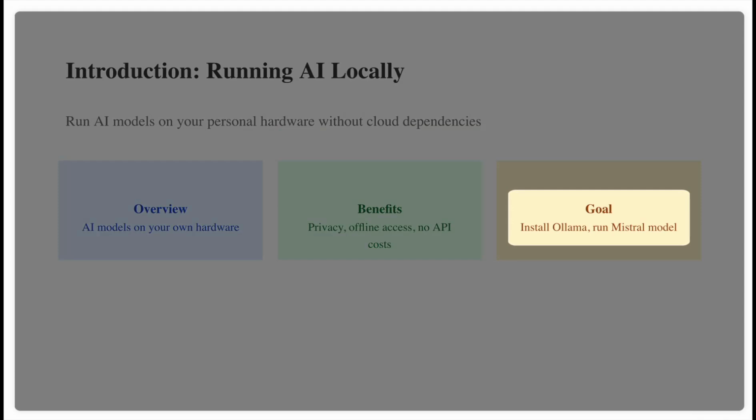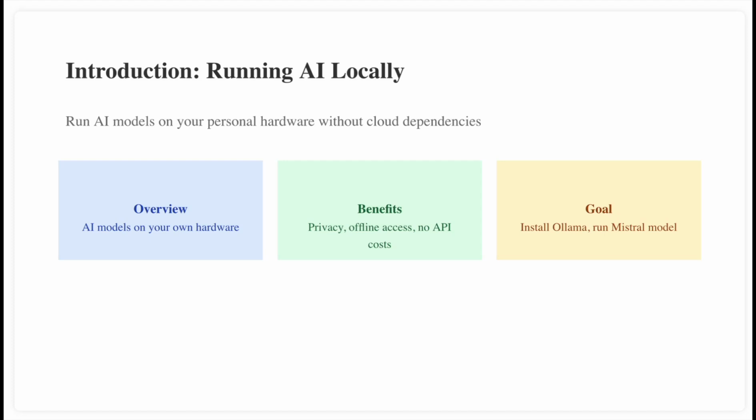By the end of this session, you'll have installed Ollama, which is a tool for running AI models locally, and you'll run the Mistral model to test your setup.